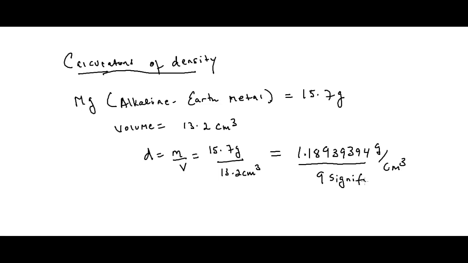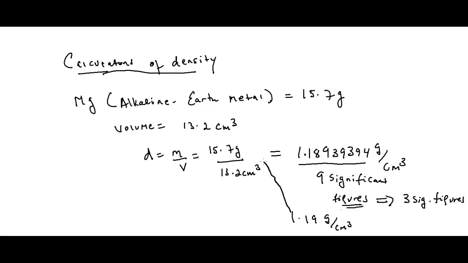Now we're not going to write all these 9 significant figures, so we have to minimize that into 3 significant figures. In order to do that, we have to round this number, and we come up with 1.19 gram per cubic centimeter. Remember, the reason why we need to round it into 3 significant figures is that the original numbers also have 3 significant figures. If you look here, you have 3 significant figures. If you look here, you also have 3 significant figures.